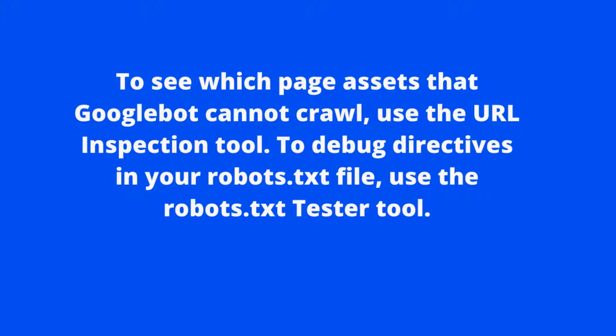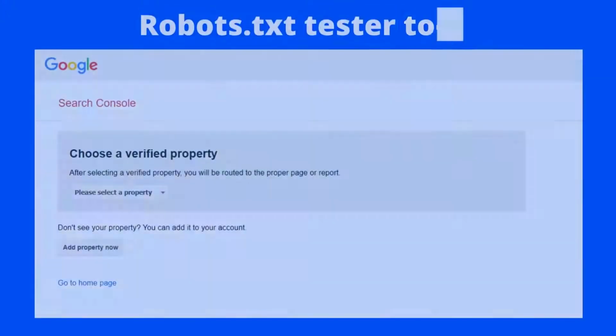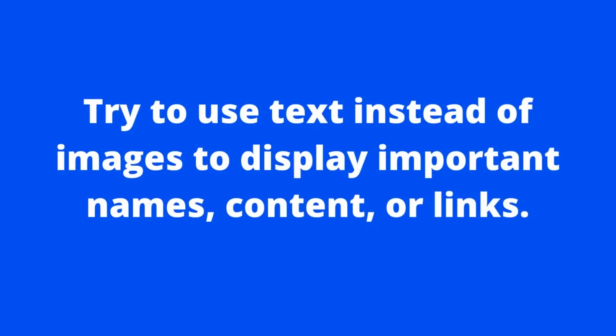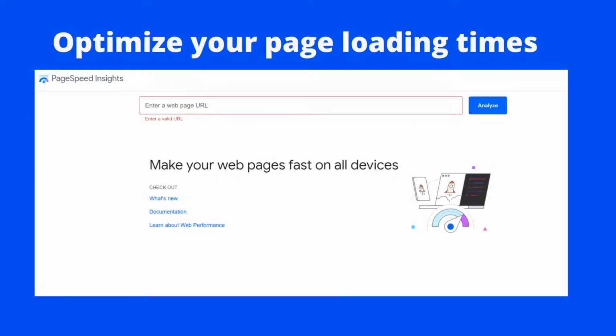To debug directives in your robots.txt file, use the robots.txt tester tool, which can easily be found in the Google search engine. And try to use text instead of images to display important names, content, or links. If you must use images for textual content, use the alt attribute to include a few words of descriptive text. Ensure that all links go to live web pages.